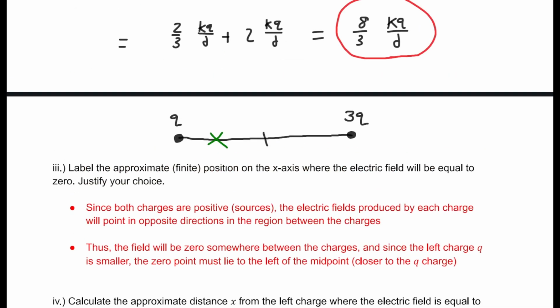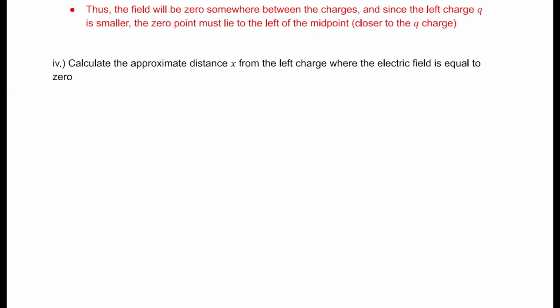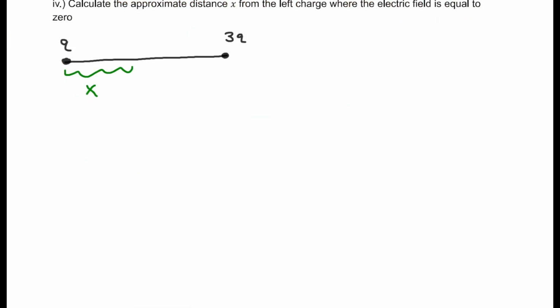And now we'll calculate the approximate distance from the left charge where the field is 0. We're going to say that this distance that we're after is equal to x. So this is the q, this is the 3q, and then we're looking for this special distance where the field is 0, and we're just going to call this distance x. Since our entire system had a length 3d, the remaining distance, since we have to add up to 3d, would be 3d minus x. And these distances will become relevant later.